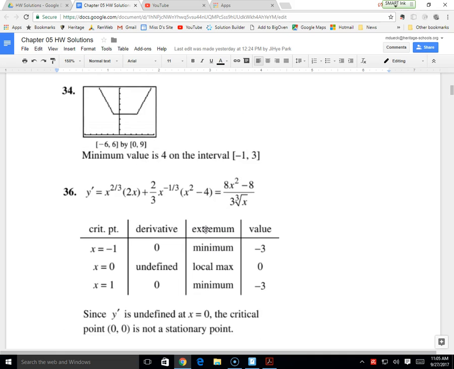Can I fit 50? No, I can't. A graph? Why did I have a graph? Was it a piecewise function? It has to be, right?